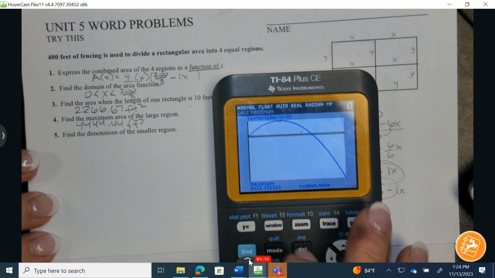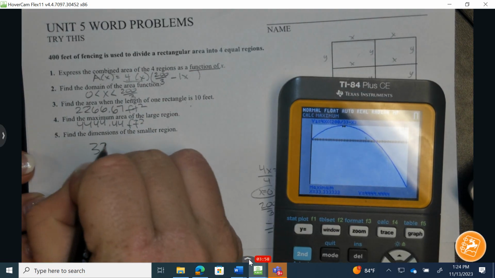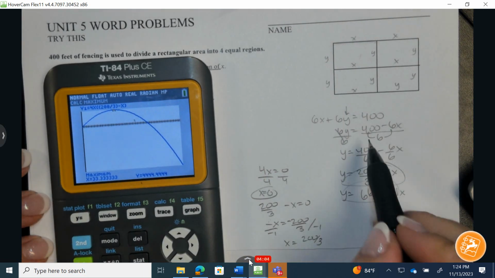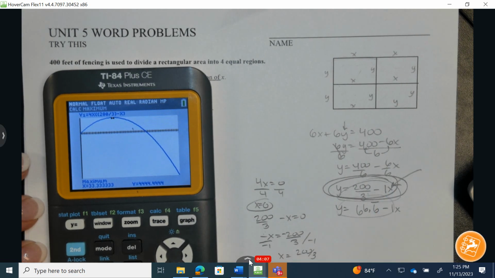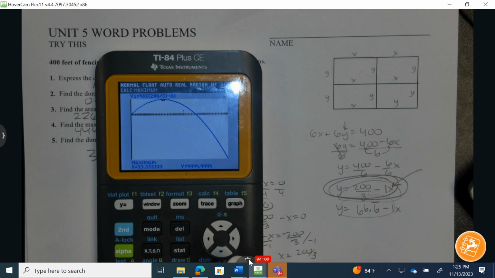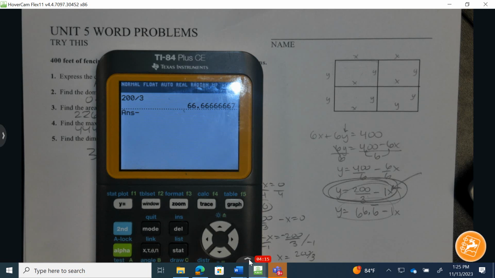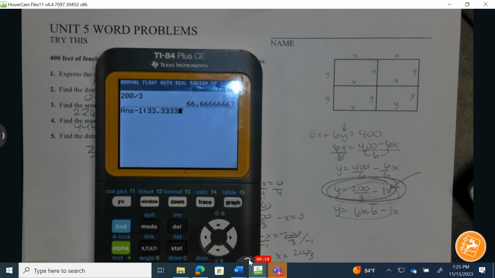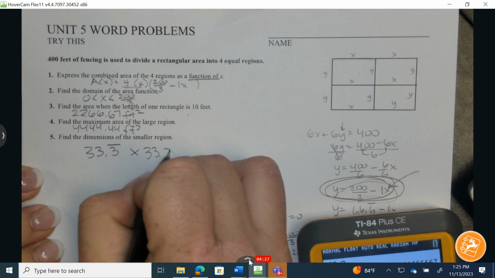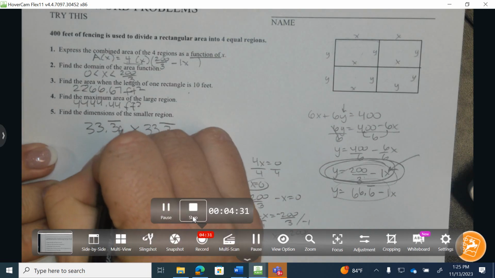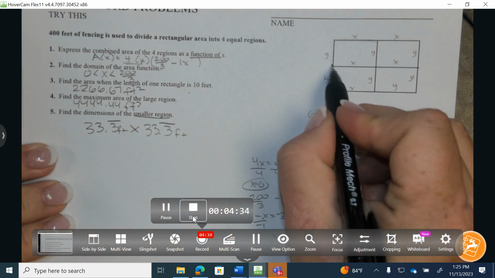Find the dimensions of the smaller regions. So this is my x value. This is my x value. So 33.3 repeating. Now I need to know what the y is. So remember, here is my y, and I know x is going to be 33.3 repeating. So I'm going to do 200 divided by 3, subtract 1 times 33.3 repeating. And we get 33.3 repeating. That's of each smaller region.